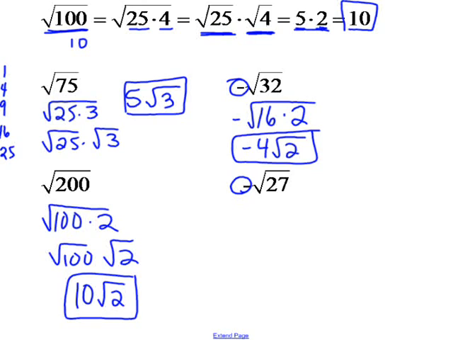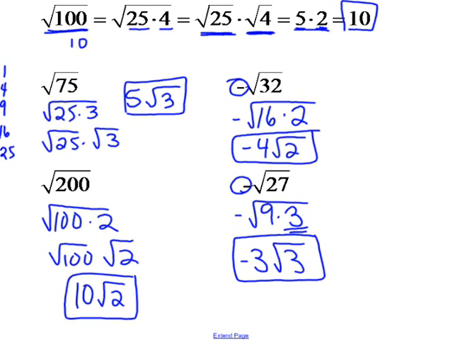The last one on this page, we have negative again, 27. What perfect squares go into 27? Well, 9 goes in, so I'm going to say that it's 9 times 3. The square root of 9 is 3, and we can't take the square root of 3, so it stays inside. And that's how we're going to simplify those.